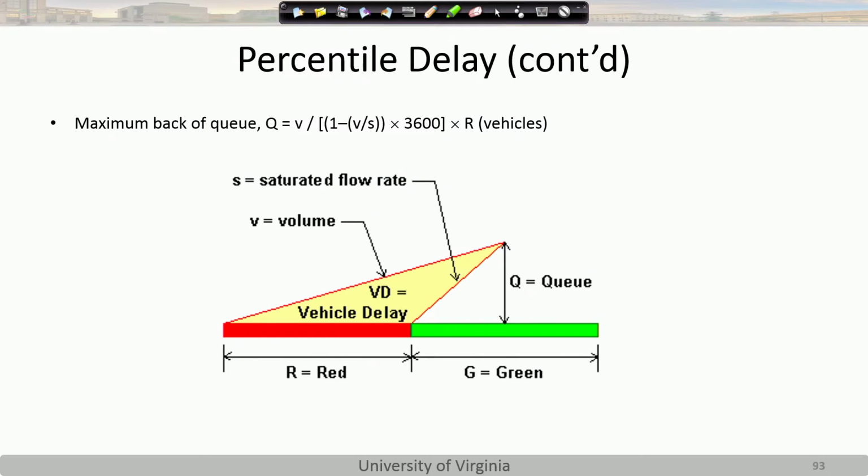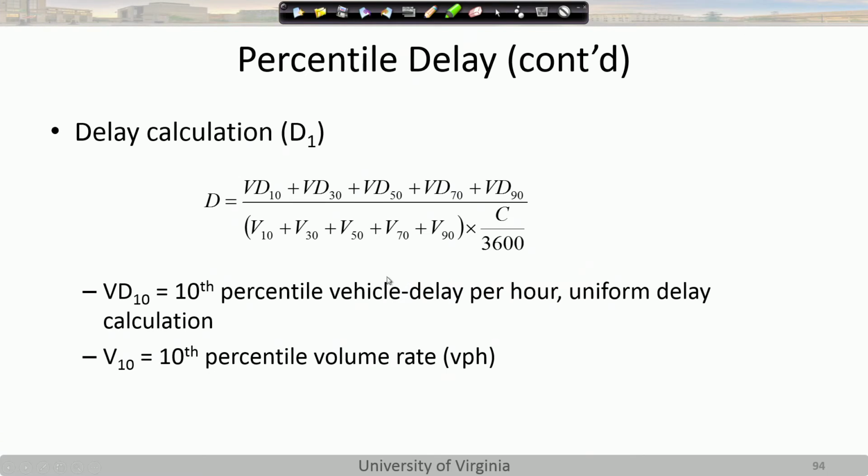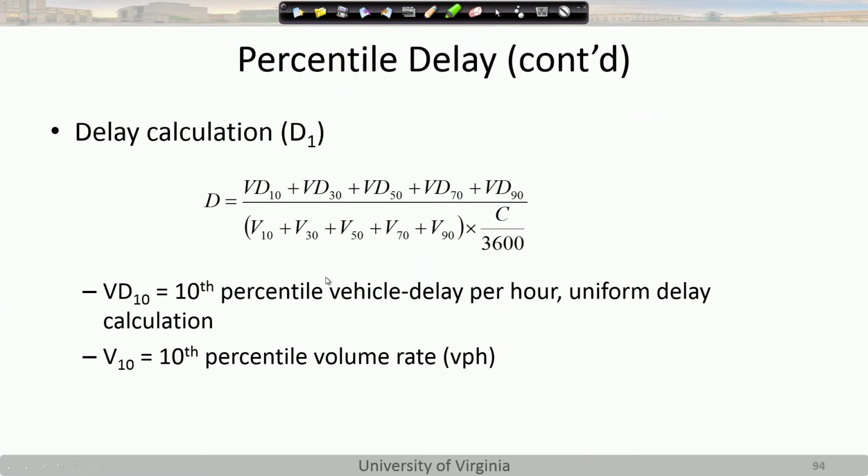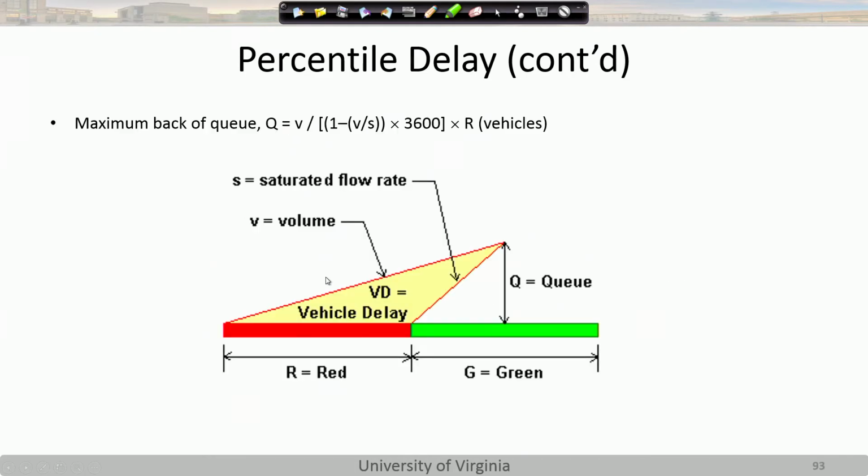Maximum queue is one limitation of the HCM method. In the HCM method, when they calculate uniform delay, let me see. So in the HCM method, this is what happens. This is what they do.